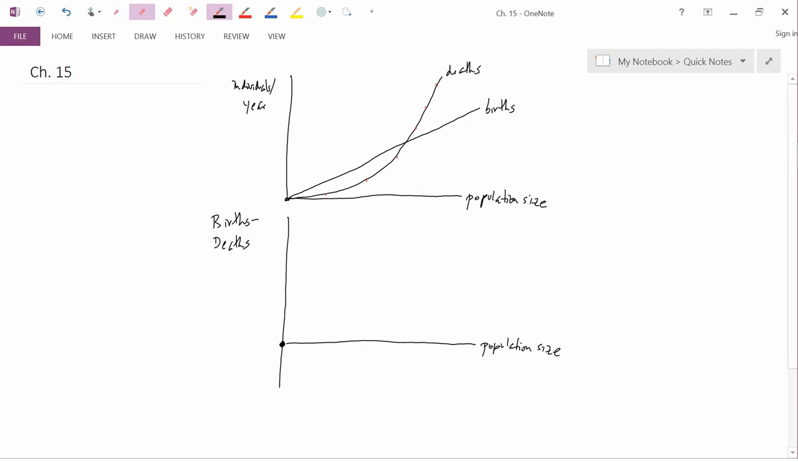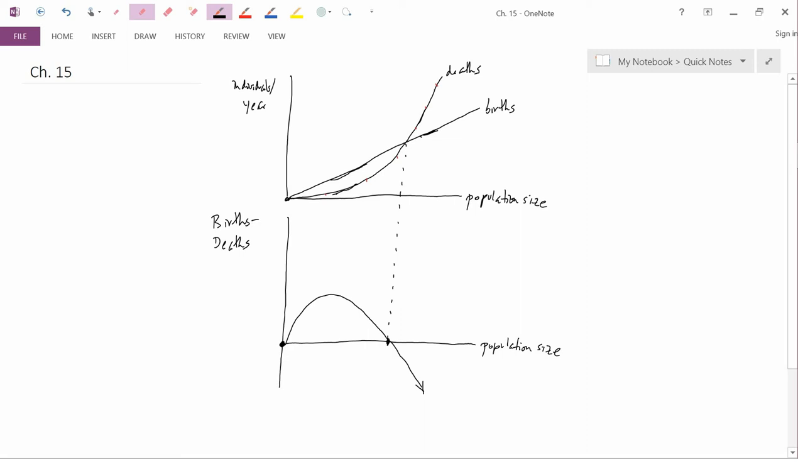The other place where births minus deaths are going to be zero is where in the top graph the birth line and the death curve meet, which is here. And so at this level of population size, the births minus deaths is going to be zero. In between these two areas, you can see that the births line here is above the deaths line here, and so births minus deaths are positive. So we'll have something that goes roughly like this. And then to the right of the vertical dashed line, births are here and deaths are higher, so births minus deaths are negative, so this continues.